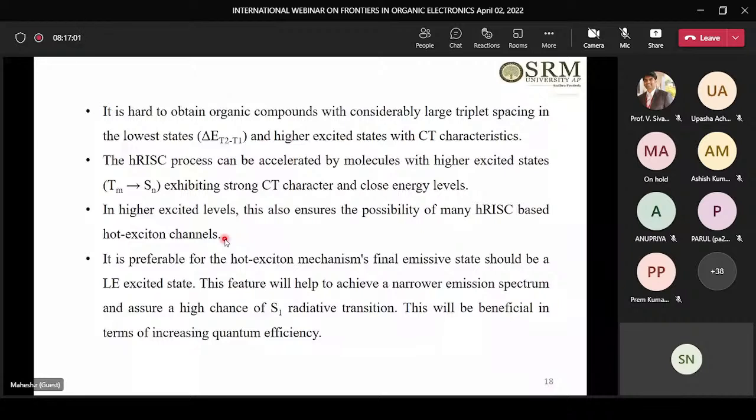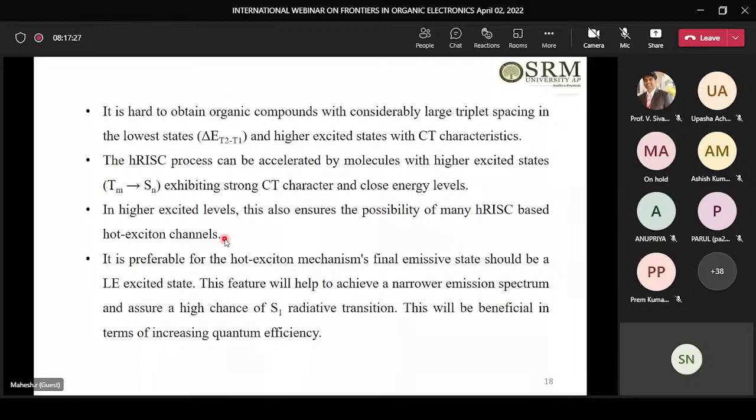And we also get an extra benefit if S1 is a LE state. If S1 is a LE state, we could have a narrow emission spectrum with a stronger S1 radiative transition. So if one can keep all these factors in mind while designing molecules, we can have potential molecules for hot exciton TADF.